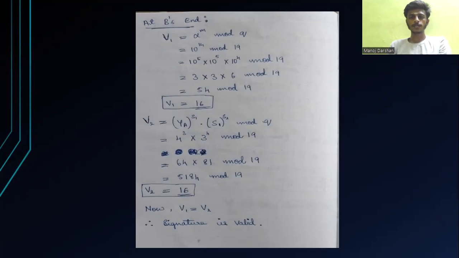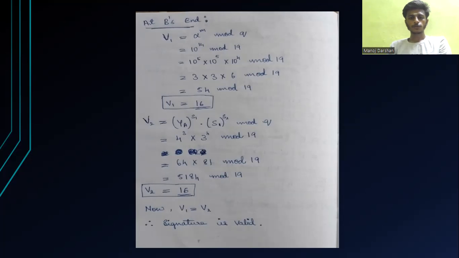10 power 14, we split it into 10 power 5 into 10 power 5 into 10 power 4 mod 19. 10 power 5 mod 19 is 3. And 10 power 4 mod 19 is 6. When we multiply all this, 3 into 3 into 6, we get 54. Applying mod 19 to 54, we get V1 is equal to 16.